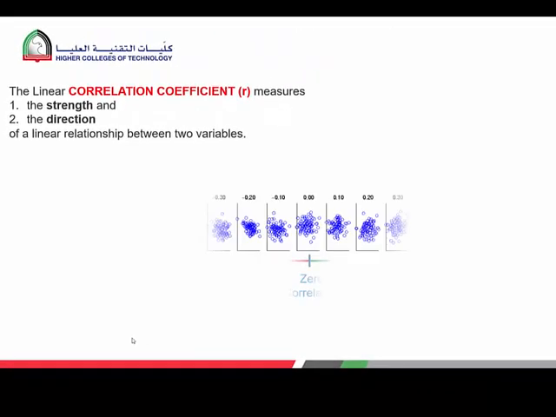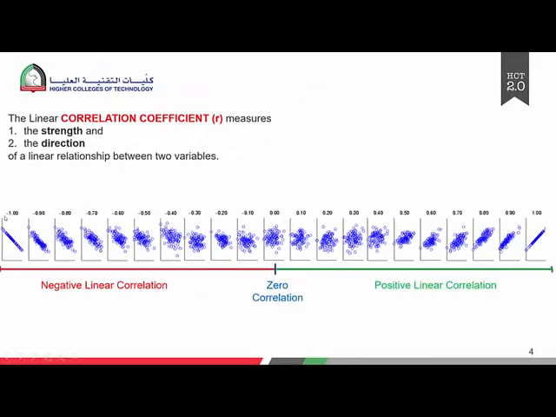When looking at scatter plots, we can visually see the strength and the direction between two variables. The correlation coefficient R tells us the same information. Here you can see examples of scatter plots and their respective correlation coefficients. The closer the correlation coefficient is to either -1 or 1, the stronger the relationship is between x and y. The closer it is to 0, the weaker the relationship is. 0 actually means there is no association or no correlation between x and y.